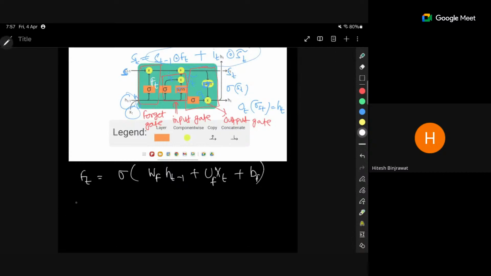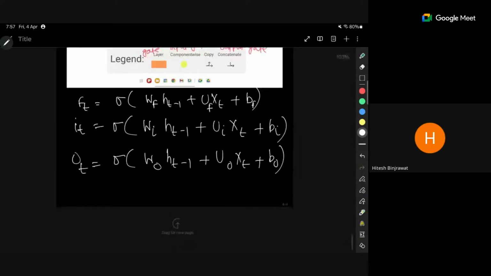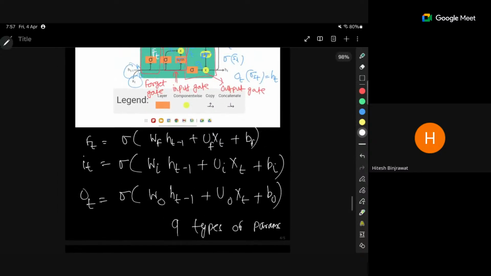And what will happen at IT? IT is also going to be sigmoid of WI HT minus one plus UI XT plus BI. Then I'll do the same thing with OT: WO HT minus one plus UO XT and then BO. So for this, like I have written, you can see 3 and 3, 6, 9 types of parameters just from the forget, input and output gates.